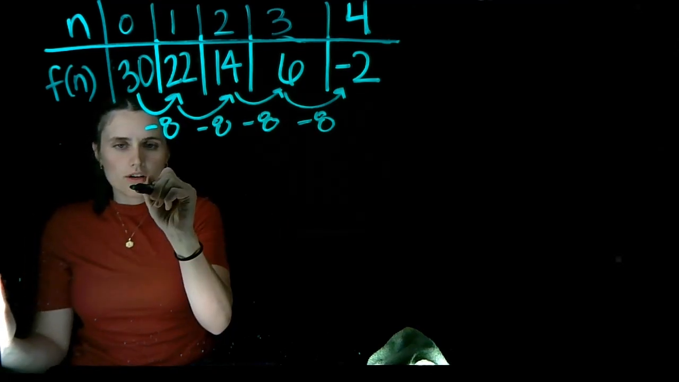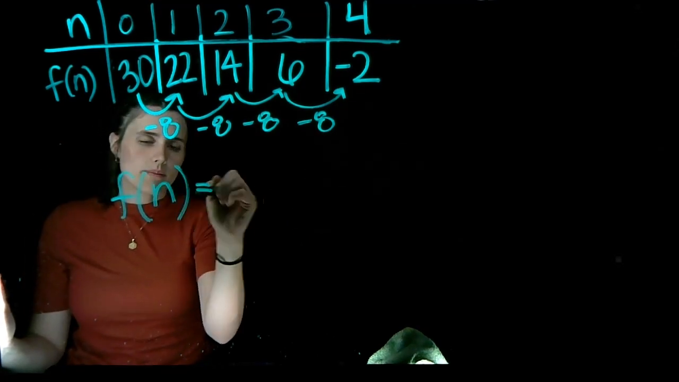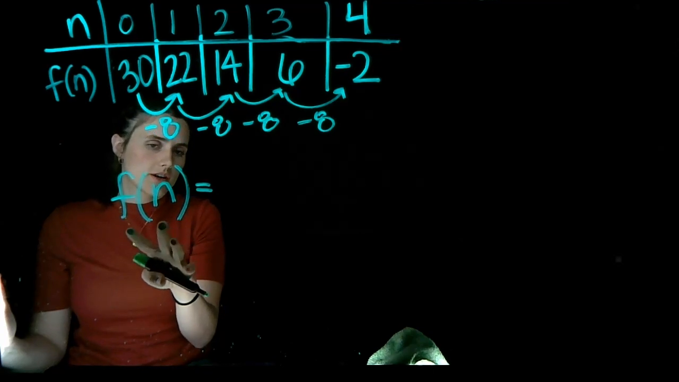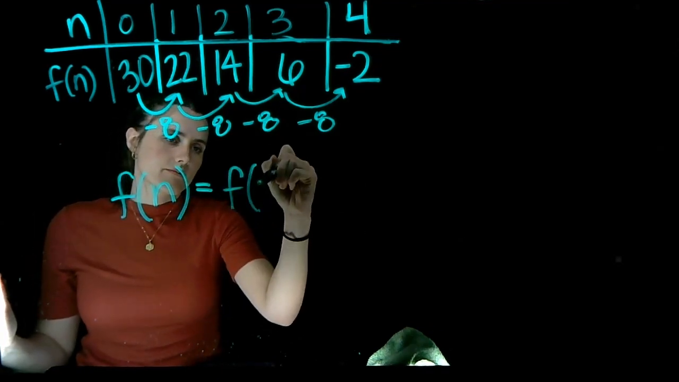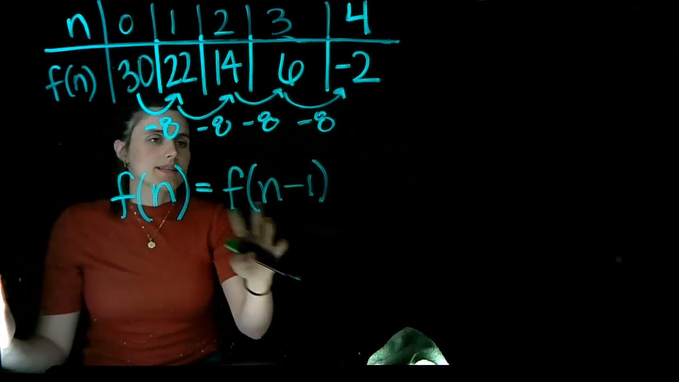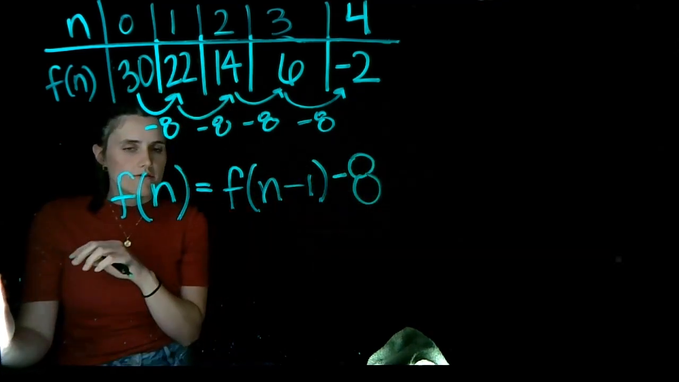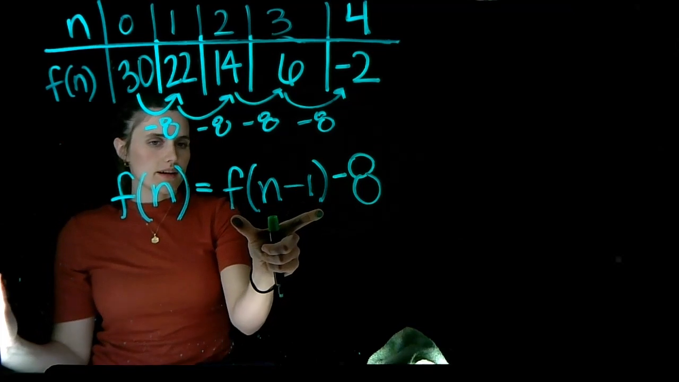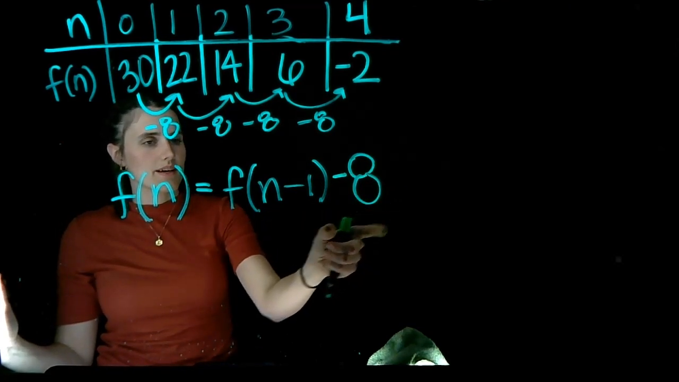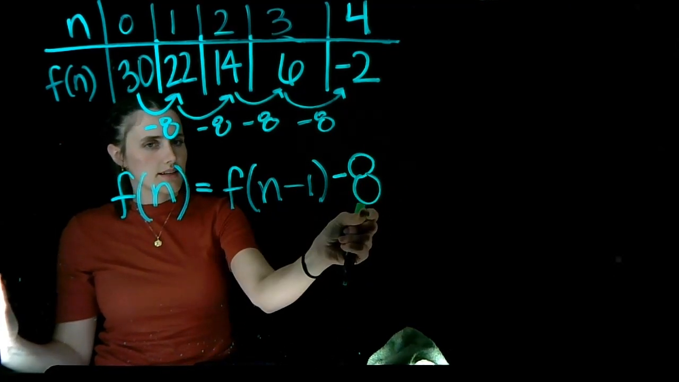And so a recursive equation always starts with f of n, meaning the term that we're on, the current term, and that's going to be equal to the previous term, f of n minus 1. And then what is happening to our previous term? Subtracting 8. So we'll subtract 8 there. So our recursive form is f of n equals f of n minus 1, and then subtract 8, because every single time we're subtracting 8 to get the next term.